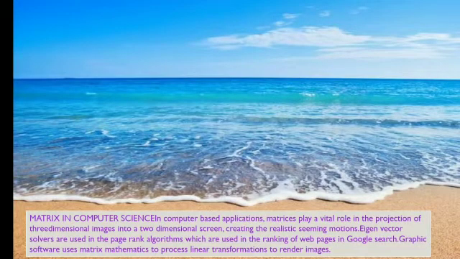Matrices in computer science. In computer-based applications, matrices play a vital role in the projection of three-dimensional images onto a two-dimensional screen, creating realistic-seeming motions. Eigenvector solvers are used in the PageRank algorithm, which is used in the ranking of web pages in Google search. Graphic software uses matrix mathematics to process linear transformations to render images.